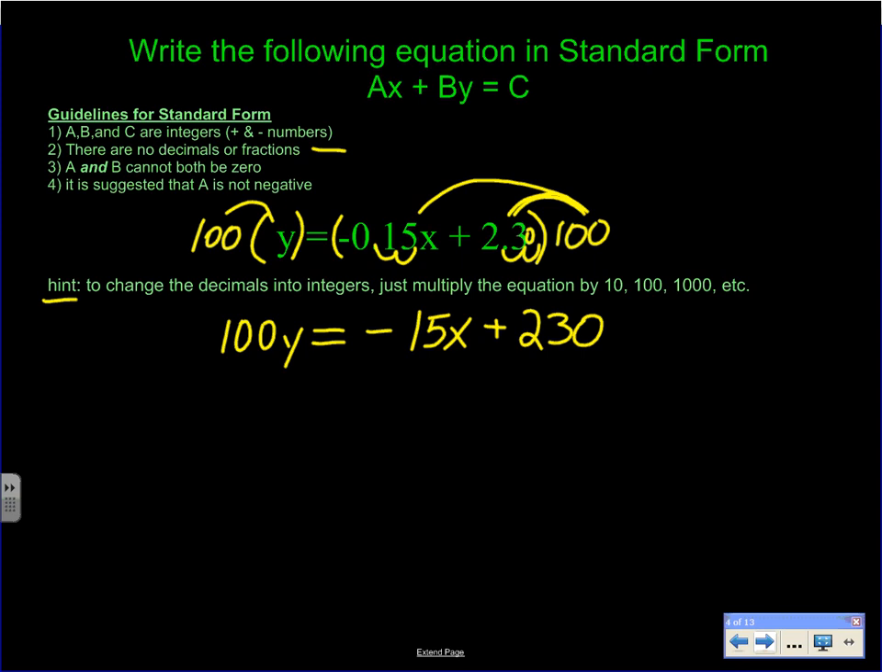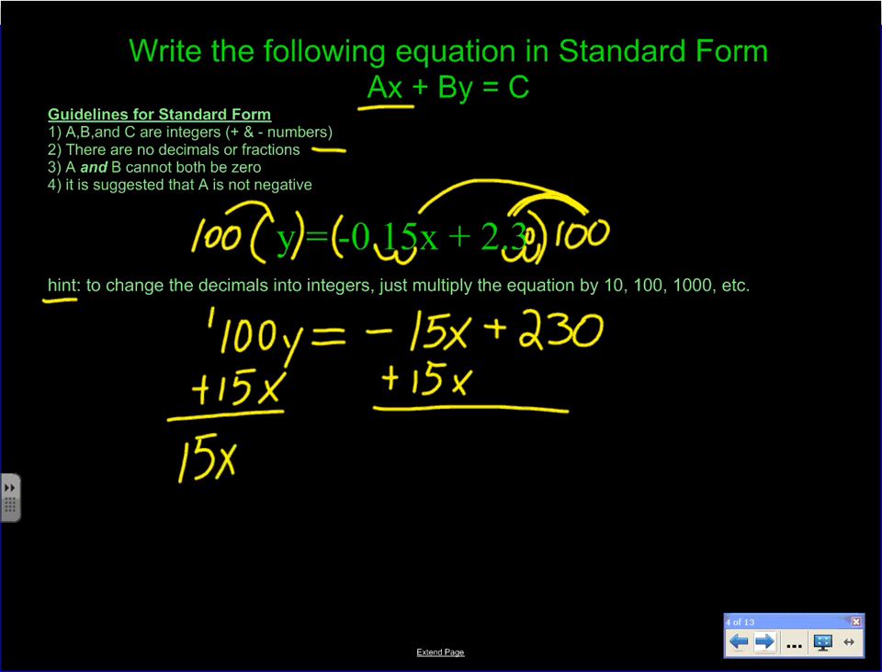So looking here, we have fulfilled guideline number 2. We have no fractions, no decimals. Now we need to get x and y on the same side. So add 15x to both sides. Add 15x to both sides. Since 15x and 100y are not like terms, we have 15x plus 100y. And that's equal to, those cancel, we're left with a positive 230.